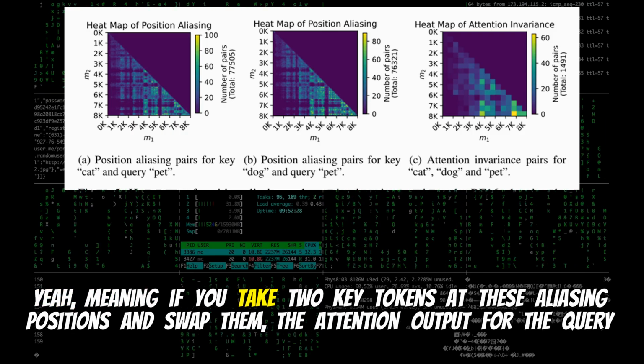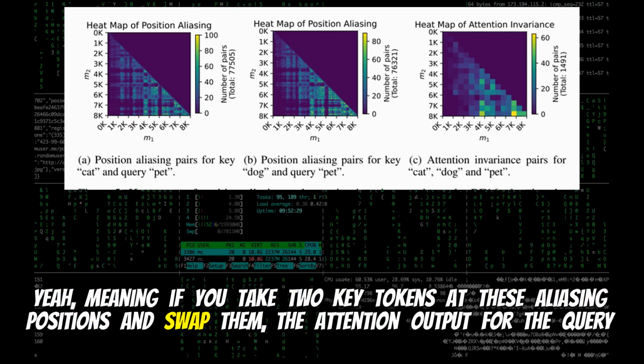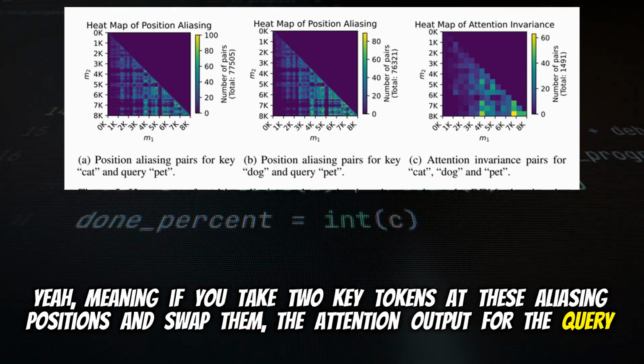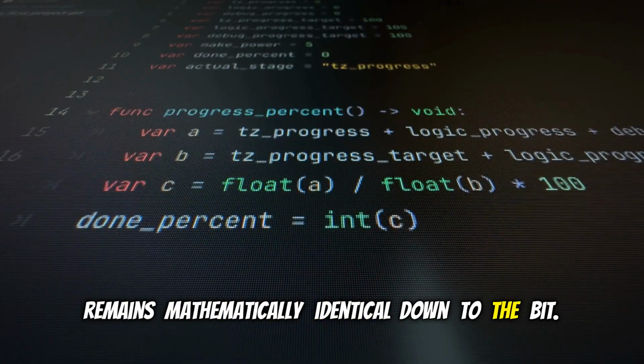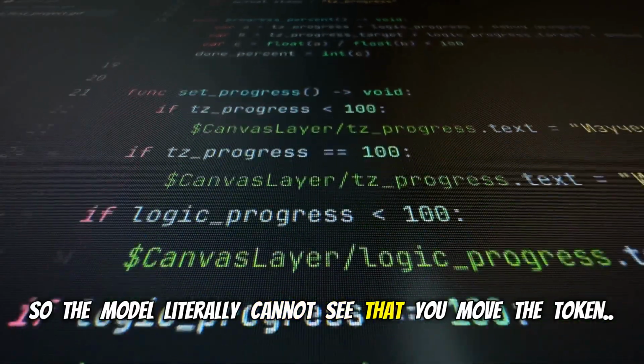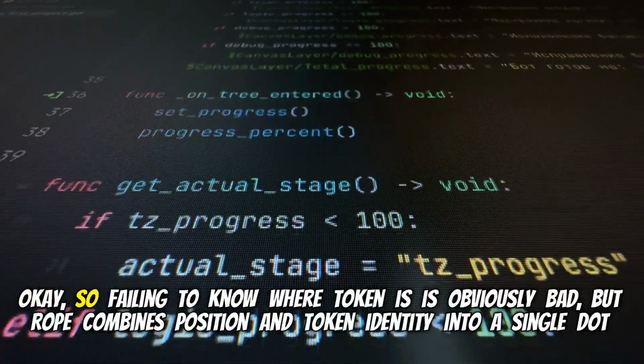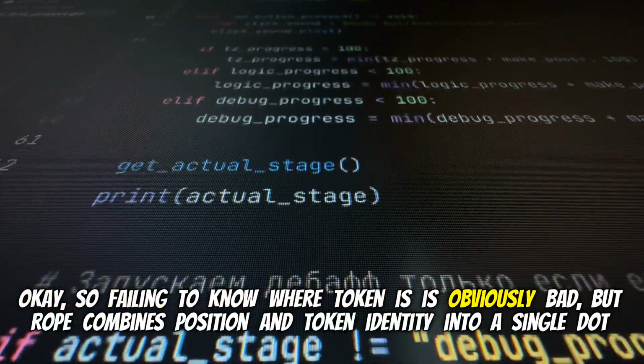Yeah, meaning if you take two key tokens at these aliasing positions and swap them, the attention output for the query remains mathematically identical, down to the bit. So the model literally cannot see that you moved the token. Not at all.